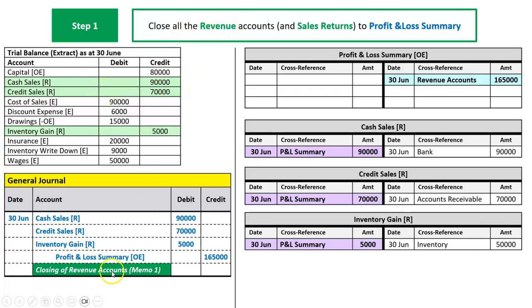So they now don't exist. We'll put out, if we get asked for a narration, closing of revenue accounts, and these are gone, because they shouldn't carry forward into next period.